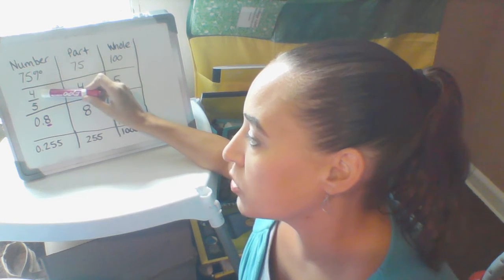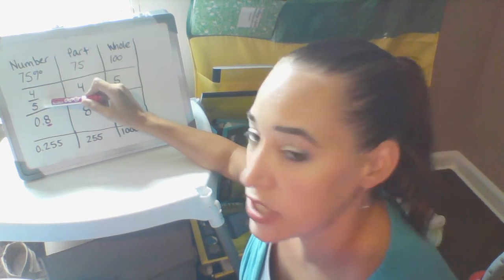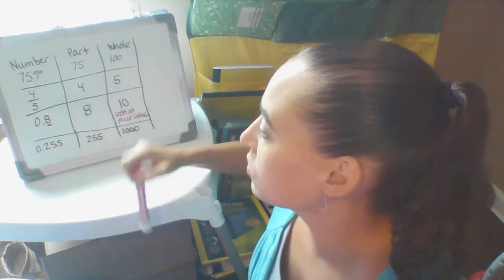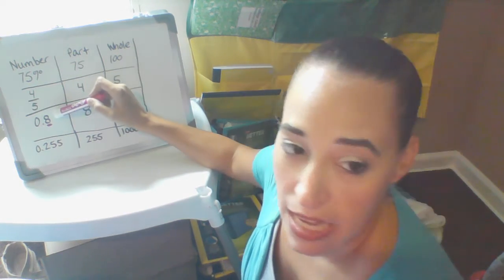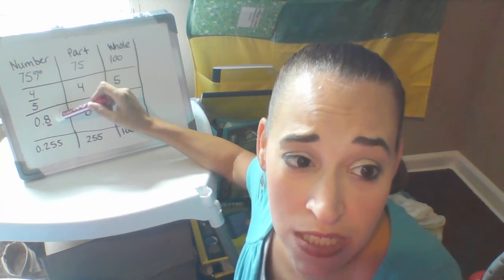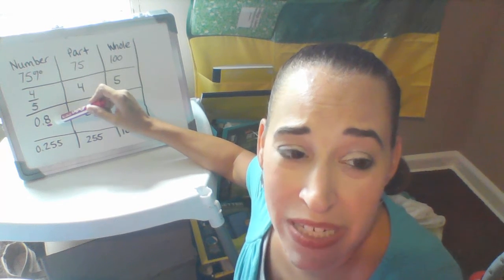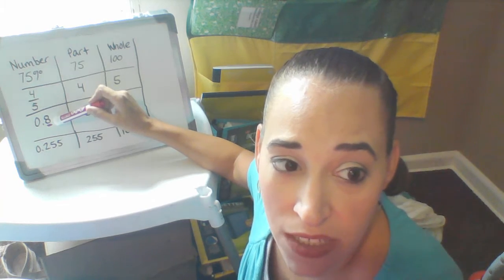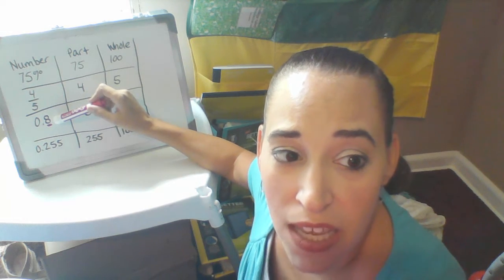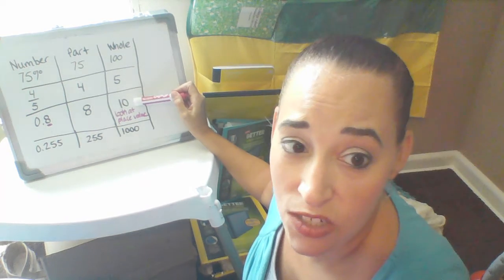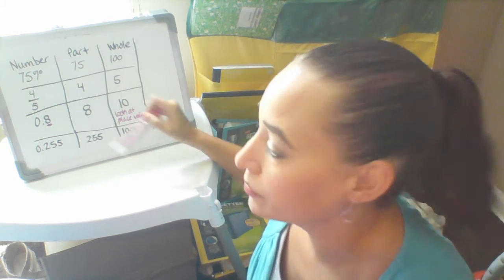4/5, remember your numerator is your part, your denominator is your whole. So 4 is your part, 5 is your whole. So remember decimals, your whole is always where your place value is. So my whole would be 10 because it's 0.8 and this is your tenths. So my whole is 10 and my part is 8. So 8 out of 10, and it just says look at your place value.